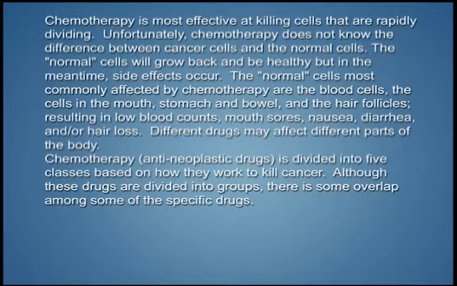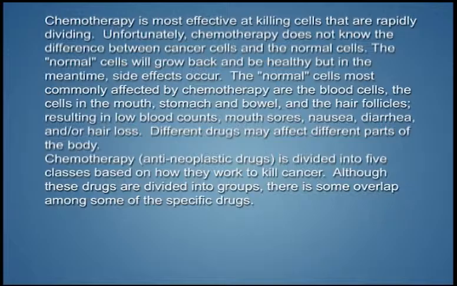Chemotherapy is most effective at killing cells that are rapidly dividing. And so we know that, unfortunately, most chemo is not a smart bomb. It's not a pistol. It's more like a shotgun. And so when it affects rapidly dividing cells, yes, cancer is a rapidly dividing cell, but unfortunately there's other parts of the body that are rapidly dividing as well. And that's where you get your side effects.